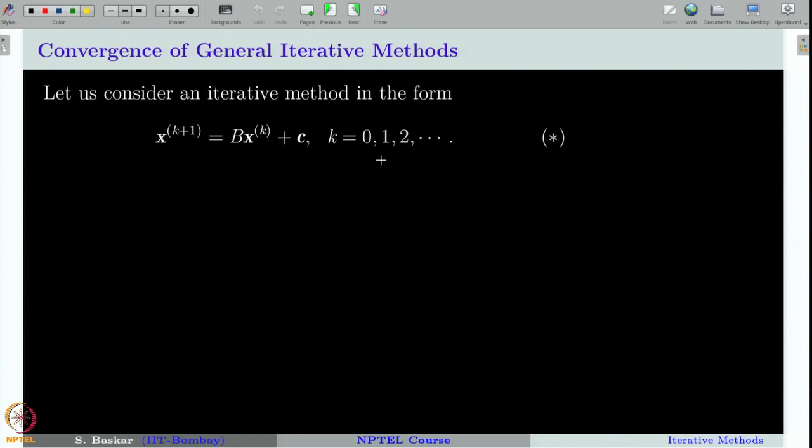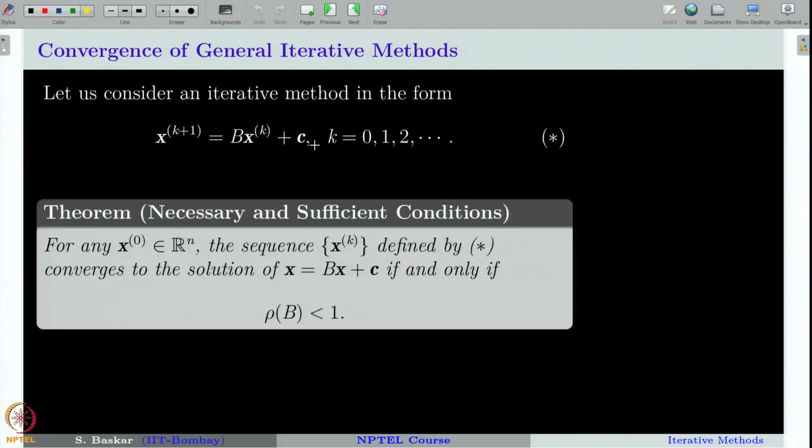Before that, what we will do is, instead of considering the Jacobi method or the Gauss-Seidel method, we will make our discussion a bit general and consider any iterative method which can be written in this form. Recall, in the last class, we have seen that the Gauss-Seidel method can be written in this matrix form, as well as the Jacobi method. Now, just to make our discussion a little general, we will consider any iterative method which can be written in this form. Therefore, in our discussions, Jacobi and Gauss-Seidel can be taken as particular cases, right. Now, let us state the important theorem, which is the necessary and sufficient condition for convergence of any iterative sequence that can be written in this form.